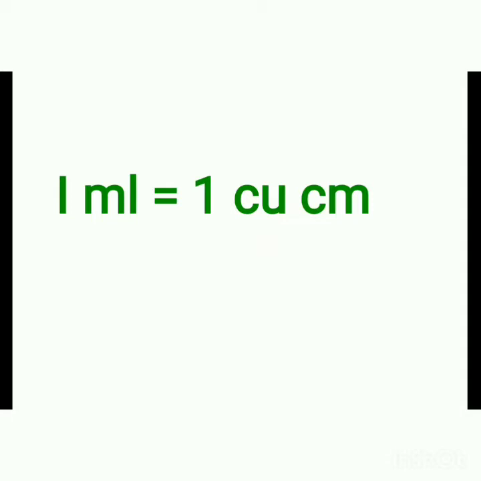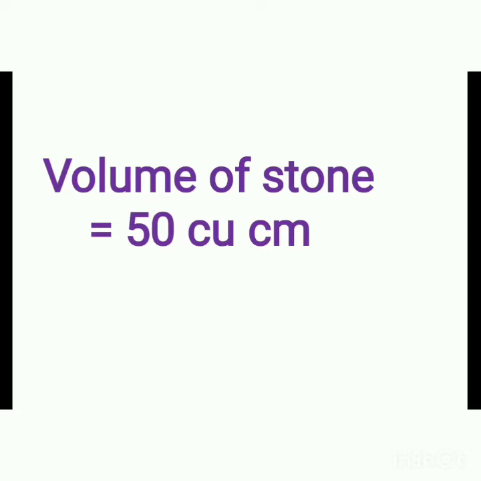So in the earlier example, what did we do? There we got the volume of the stone as 50 ml, isn't it? So there it can be considered as 50 cubic centimeter. So what is the volume of the stone? 50 cubic centimeter. In this way, we can find out the volume of other solid objects.